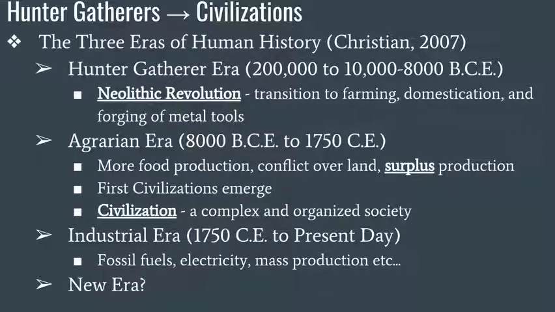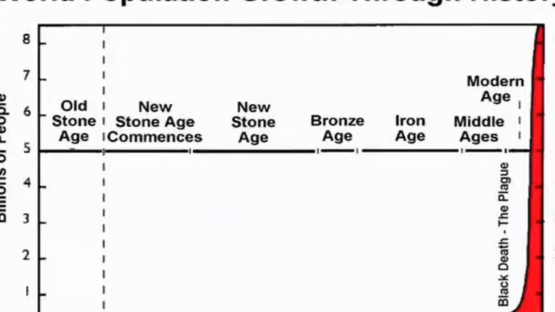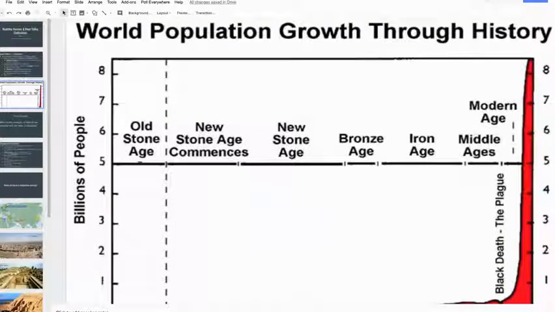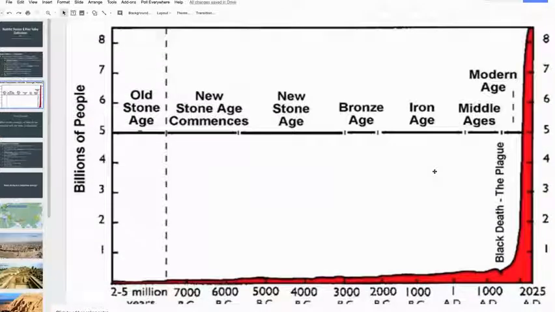Are things like the internet and mass communication that we enjoy today and experience today, is that changing how we live in such fundamental ways that we're even getting away from this, where you'd almost have to create a new era? The world's population, I think this is a good way to visualize how this transition takes place.